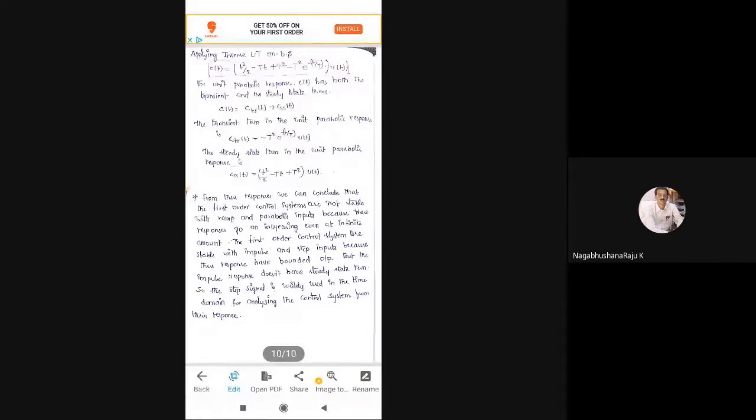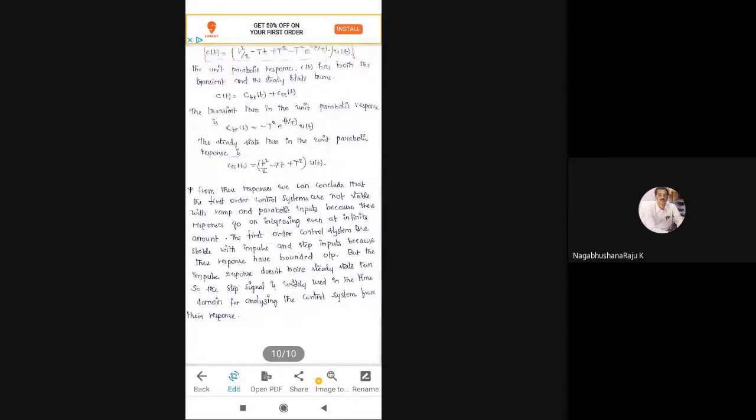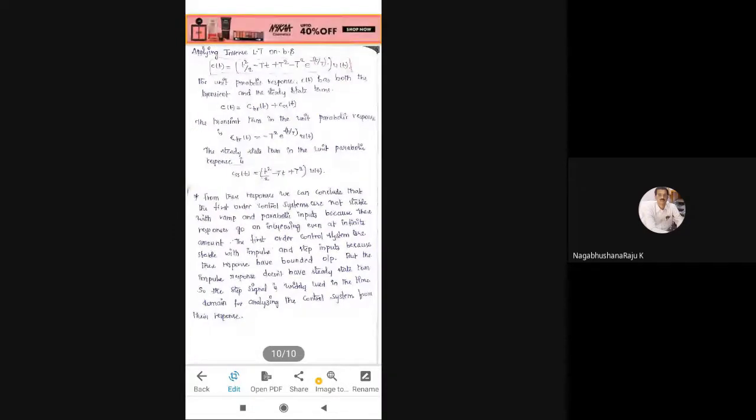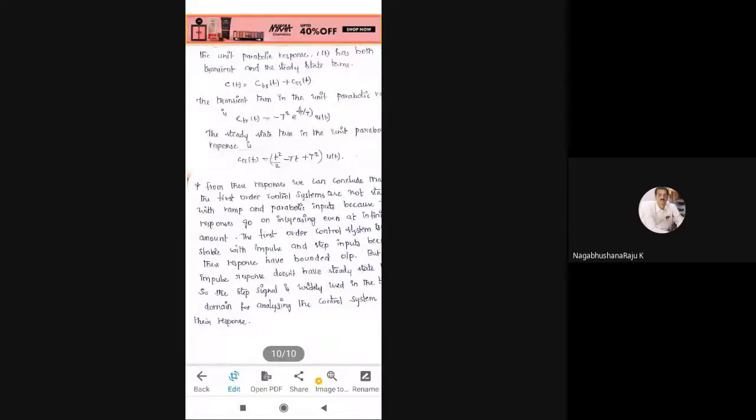From these responses, we can conclude that first order control systems are not stable with the ramp and parabolic inputs, because these responses go on increasing even at infinite time. The first order control systems are stable with the impulse and step inputs, because these responses have bounded output. But the impulse response does not have a steady state term. So the step signal is widely used in the time domain for analyzing the control system from the response.